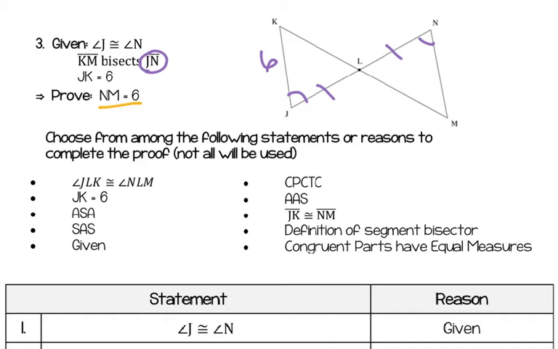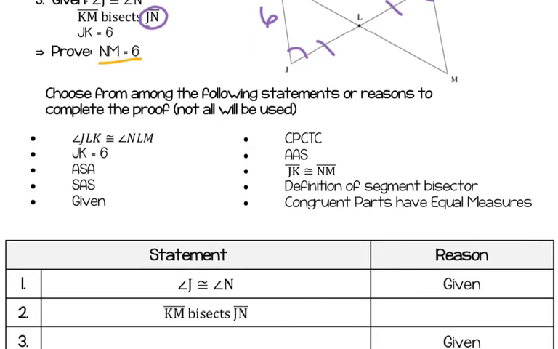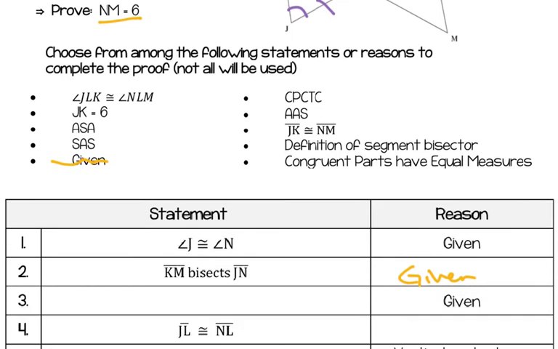All right, so taking a look at our proof. Starting out with our givens, it says angle J is congruent to angle N, KM bisects JN, so obviously that's going to be given. And so I can cross off one of my givens there. Then it's got a place for one more given, and so that's going to be JK is equal to 6 because that's the only other given.